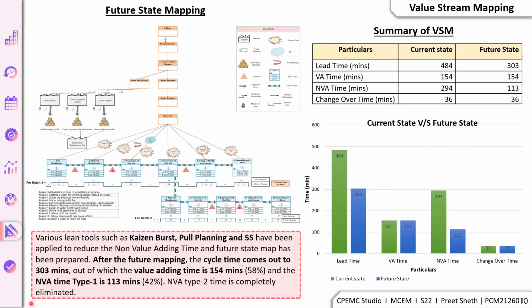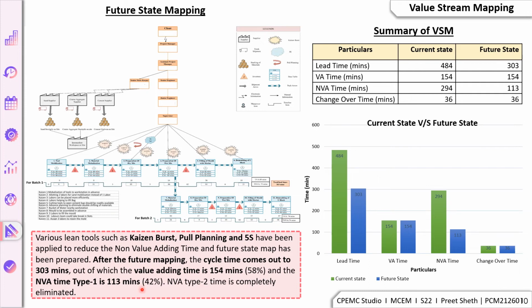Once different wastes have been identified and the current state mapping is prepared, various lean tools such as Kaizen burst, pull planning, and 5S were applied to reduce the non-value adding time. And finally, the future state mapping was prepared as shown here. Various Kaizens were used for different activities. Taking one example applied in tool mobilization, Kaizen one, the mobilization of tools can be done in advance. Kaizen basically means continuous improvement, and by using this Kaizen burst and various other tools, the time was reduced.